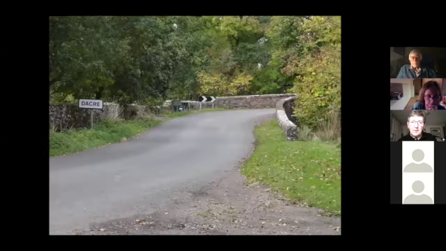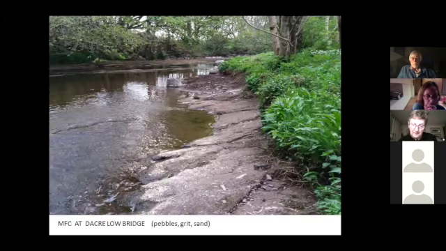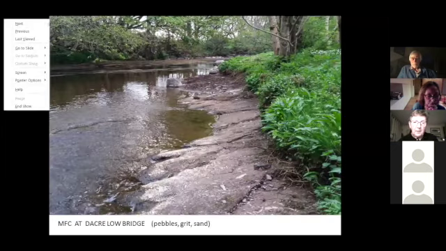This is Dacre Low Bridge on the other side of the village centre. Now, this again is Melfell conglomerate, but now we've got these very well layered rocks, these beds. And if you look down in this area here, we can actually see pebbles, but they're not very big. And there's no sign of boulders. These things here don't belong to the Melfell conglomerate. These are glacial material that has dropped in the stream. There aren't any big boulders in this material here.